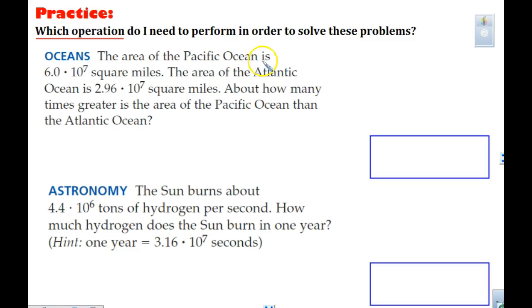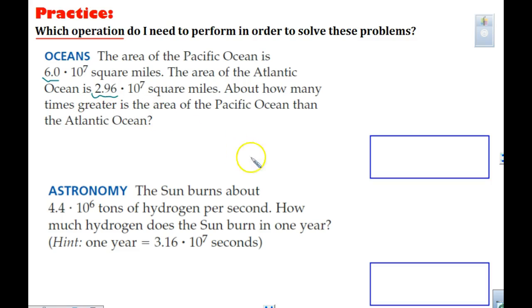The area of the Pacific Ocean is 6 times 10 to the 7th square miles. The area of the Atlantic Ocean is 2.96 times 10 to the 7th. Which one's larger, Pacific or Atlantic, if we're comparing them? Because both have 10 to the 7th, Pacific is larger because 6 is greater than 2.96, right? And it says about how many times greater.